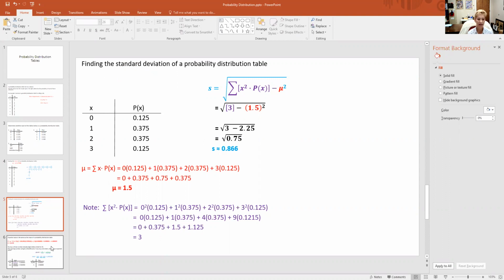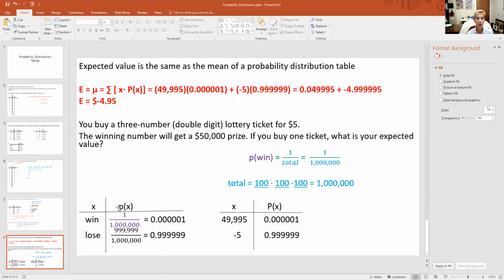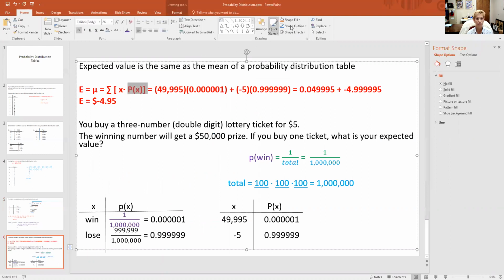Now, the one other thing they might ask you to find is, they might give you a problem and say, what's the expected value of this problem? Well, the only thing you really have to remember is this: expected value is exactly the same thing as the mean of a probability distribution table. So on your formula sheet, they just have the same formula written 2 ways. So E and mu of a table are the same thing.